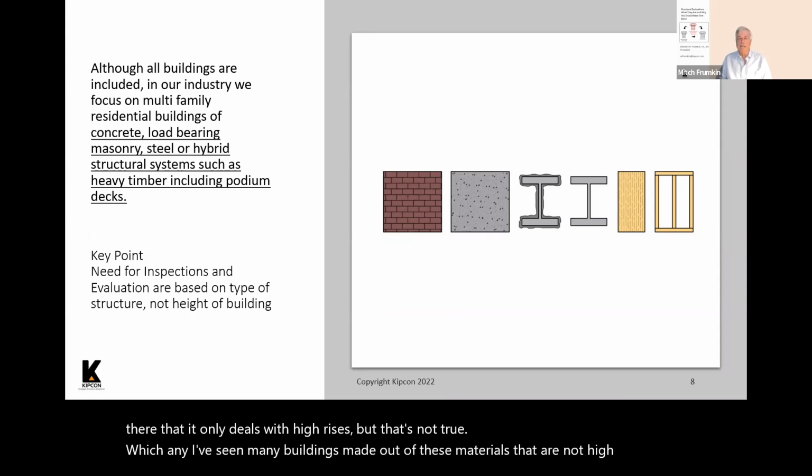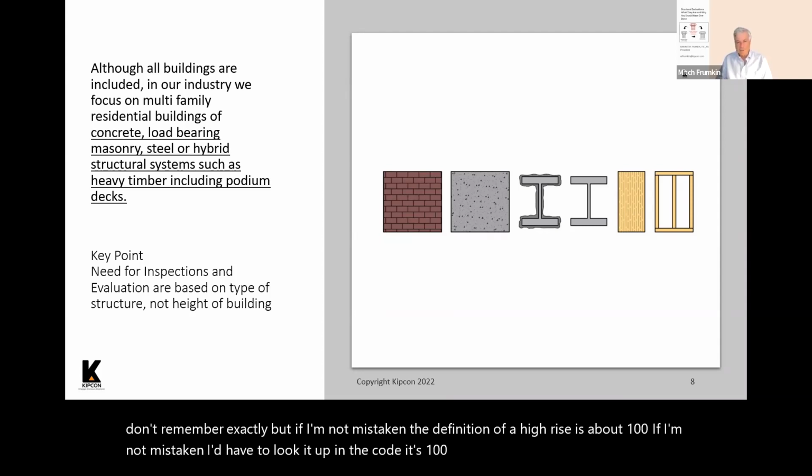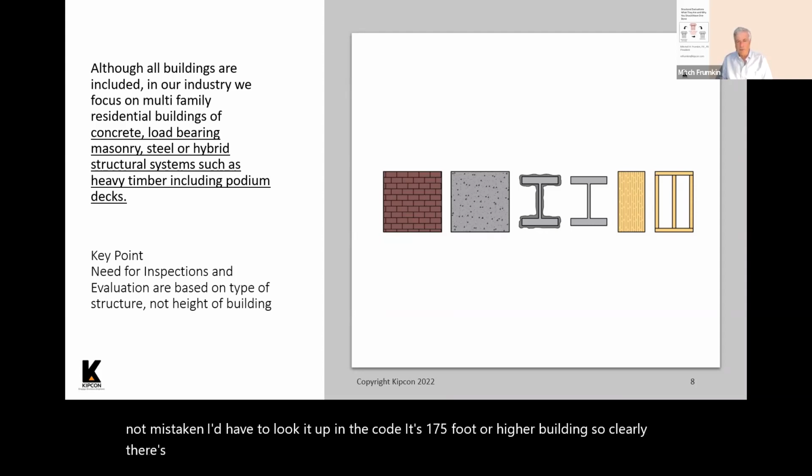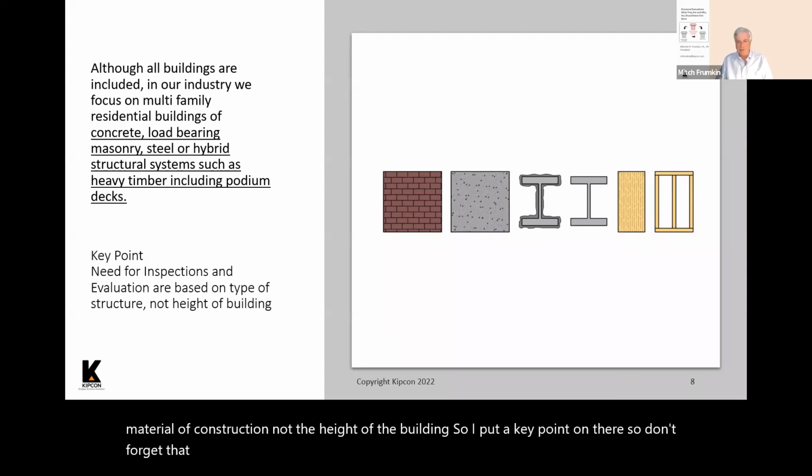And I don't remember exactly, but if I'm not mistaken, the definition of a high rise is about 100, I'd have to look it up in the code. It's a 175-foot or higher building. So clearly, there's no question from our experience that this occurs with all buildings. It's based on the material of construction, not the height of the building. So I put a key point on there. So don't forget that, because in some places they're still thinking that it's based on the height, not the material.